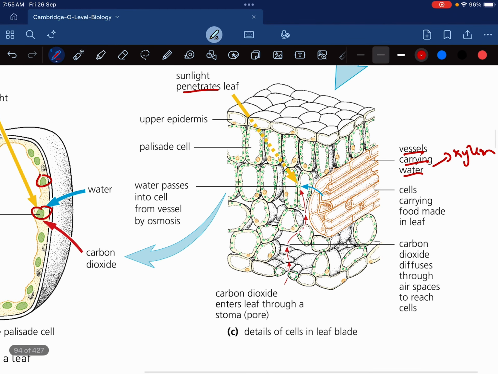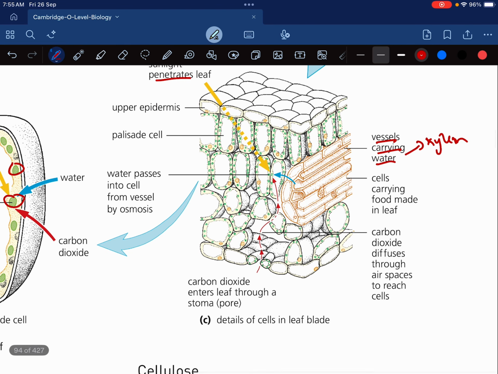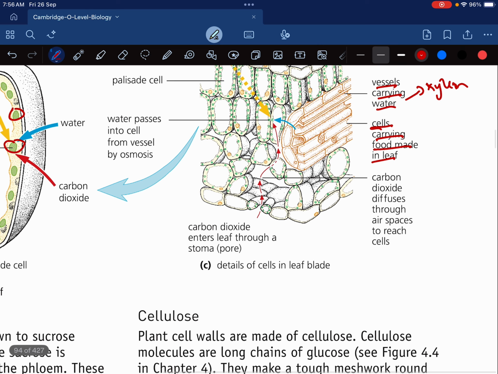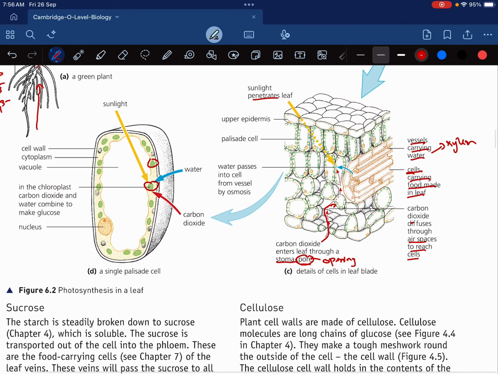It's a tubular structure, hollow tubular structure, which helps in the transport of water. And here cells carrying food made in leaf. Carbon dioxide diffuses through the air spaces of each cell. यहाँ से carbon dioxide enter हो गया, and it enters through the stoma. It's a pore. It's an opening. Pore is also called an opening, right? It's an opening basically. Perfect. And water passes into the cell from vessels by osmosis.